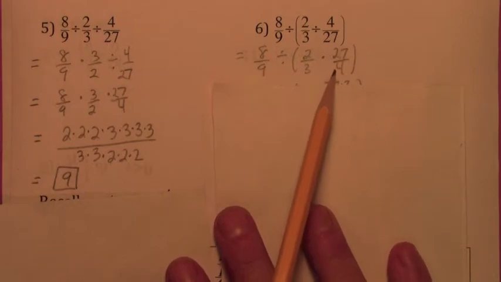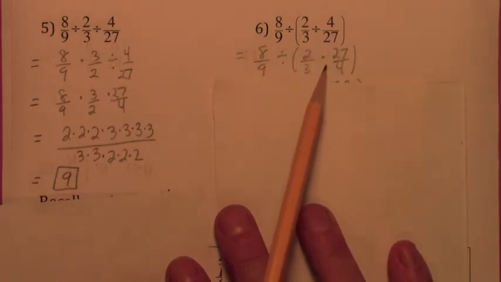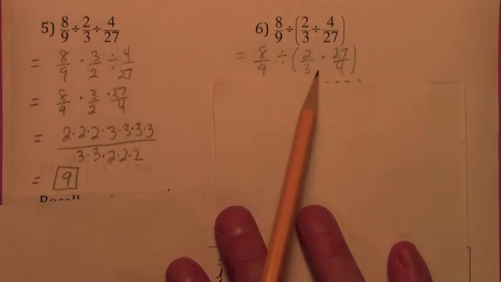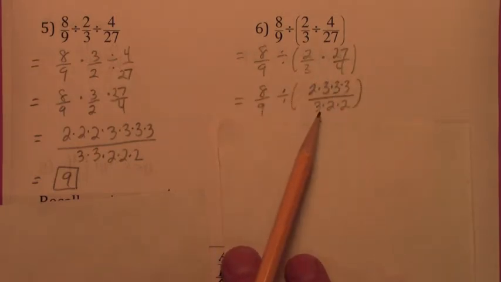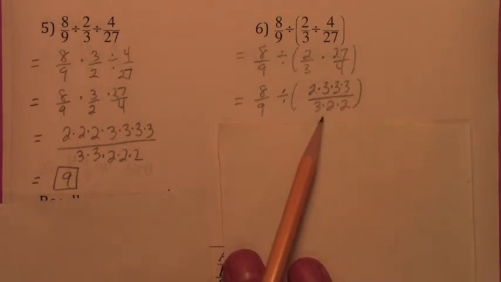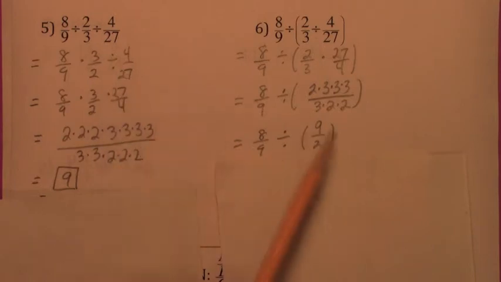I flipped over the second one and called it times 27 over 4, right? Now, I'm going to try to reduce this a little bit before I flip it over. I'm not sure exactly what to flip, actually, so let me just write it as a single fraction that's reduced. Then I'll flip it over, okay? When you factor everything on the top, it looks like a 3 and a 2 cancel. So when all the dust settles here, you just have 9 halves inside the parentheses.